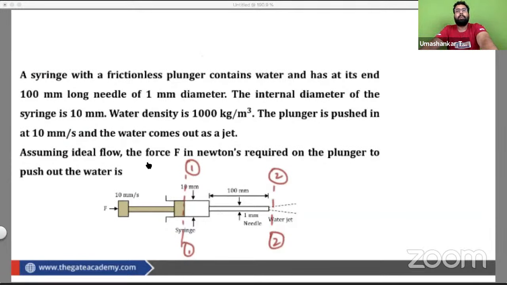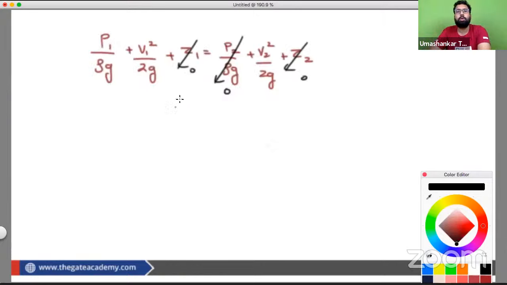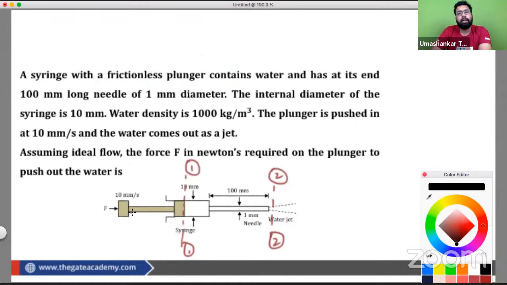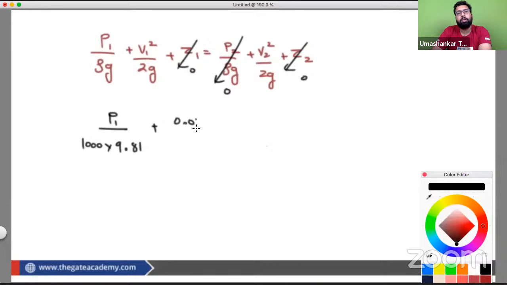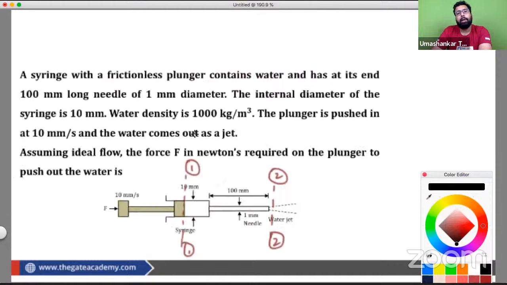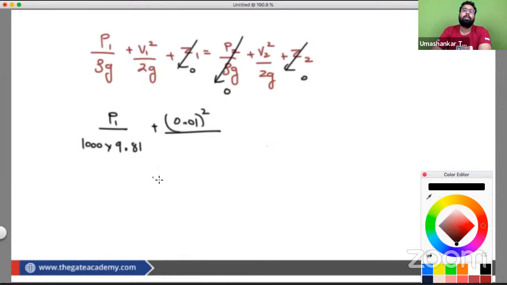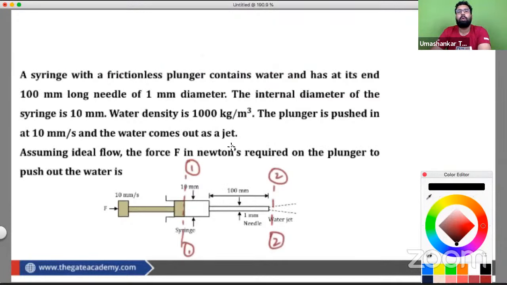So atmospheric pressure can be taken as 0. This is P1 by rho g. We are interested in finding this P1. This is 1000 into 9.81. What is the velocity here? The velocity at point 1 is 10 millimeters per second, so it is 0.01 squared, because 10 mm per second is 0.01 meter per second, into 2 into 9.81, equal to V2 squared by 2.